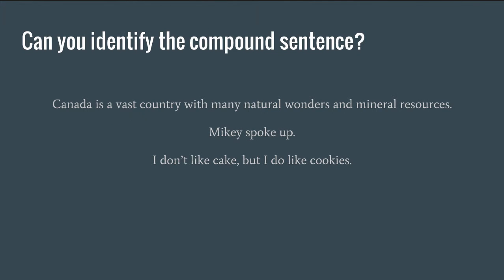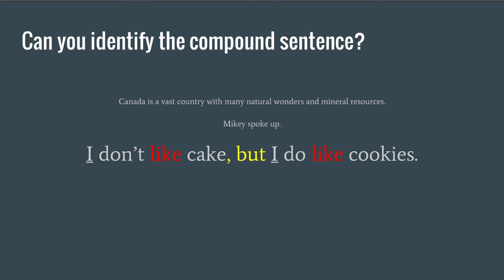So let's see if you can identify the compound sentence out of these 3 examples. Go ahead and pause the video, take a look at them, think about them. Where's the compound sentence? Where's the sentence that fits the definition of a compound sentence? If you chose the third one, you are correct. I don't like cake, but I do like cookies is a compound sentence. The other 2 are not. They are simple sentences. Why is it a compound sentence? Again, 2 independent clauses combined with a comma and a FANBOYS conjunction.